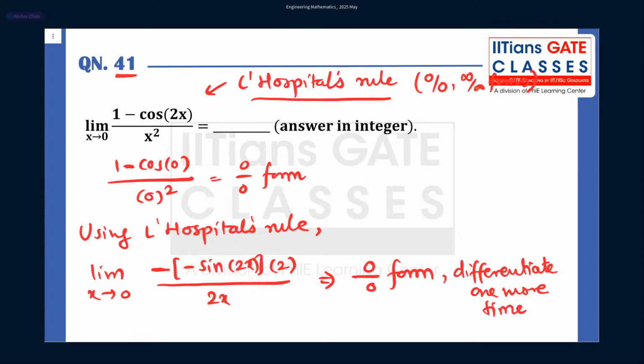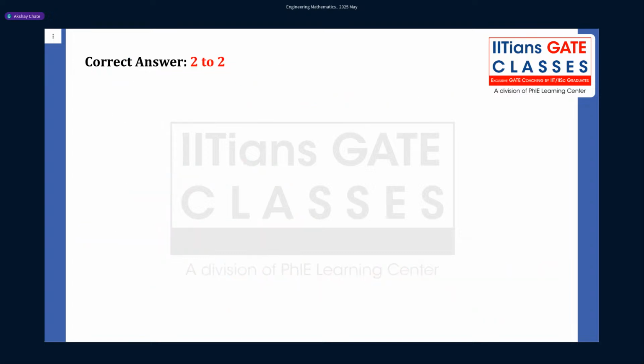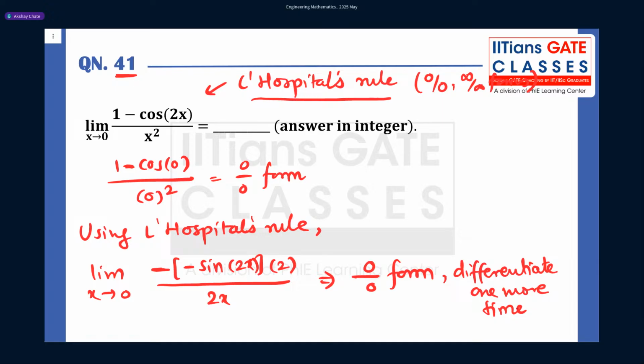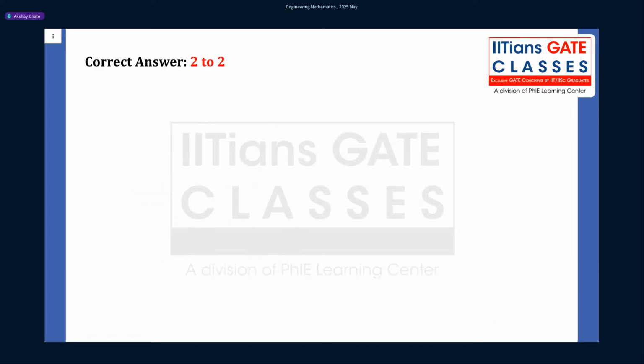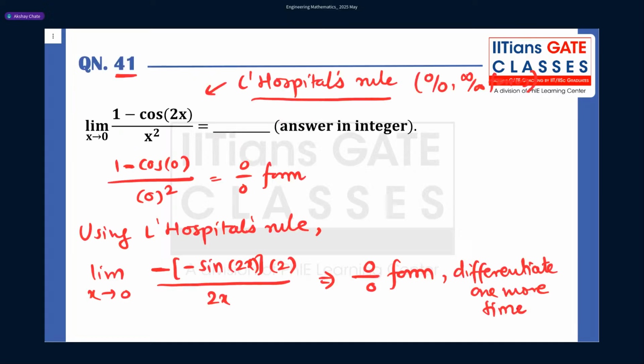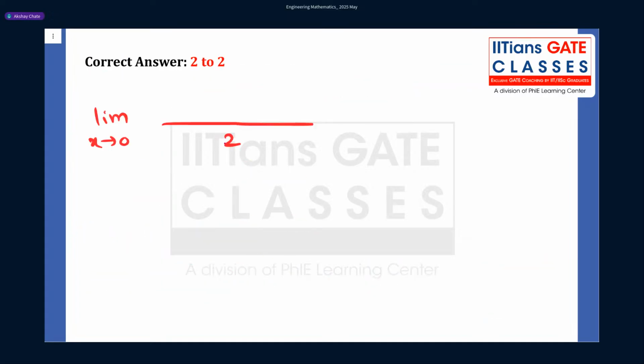Okay. So now you have a function which is, this function is 2 sine 2x, right? And in the denominator you have 2x. Okay. So if you differentiate both numerator and denominator one more time, denominator just becomes 2 because differentiation of 2x is 2. And differentiation of 2 sine 2x. So you need to find differentiation of 2 sine 2x with respect to x.